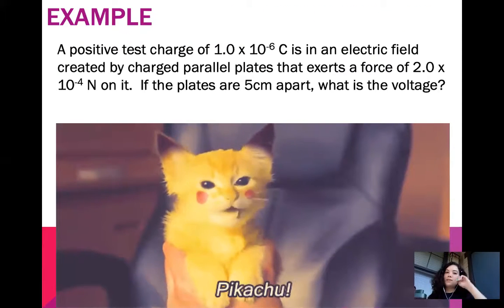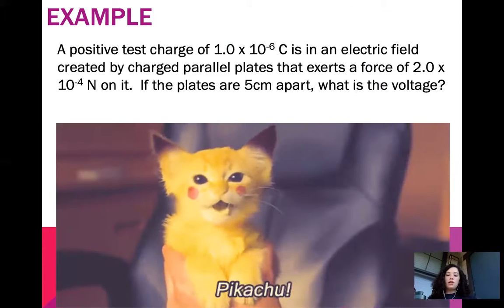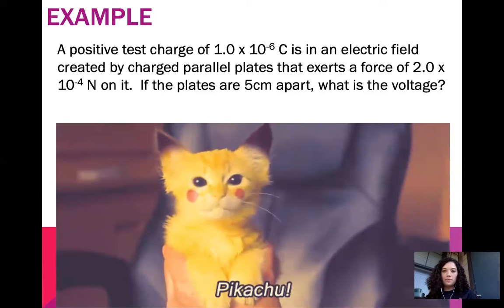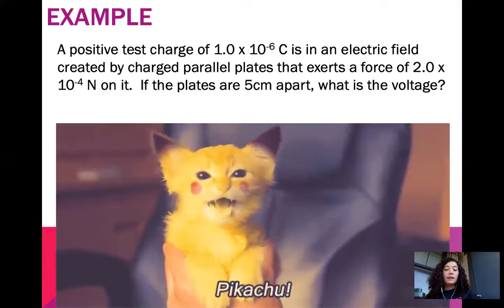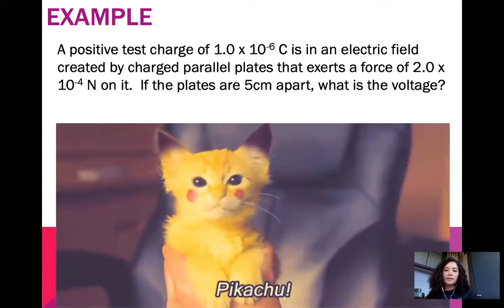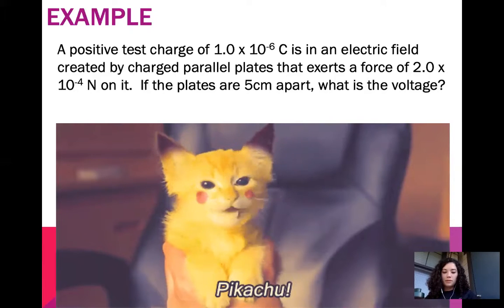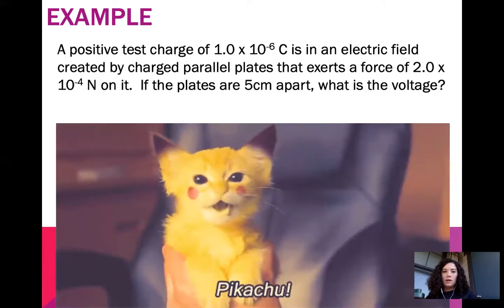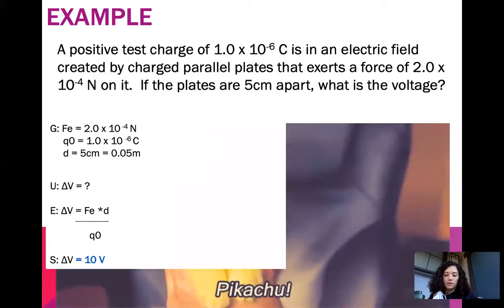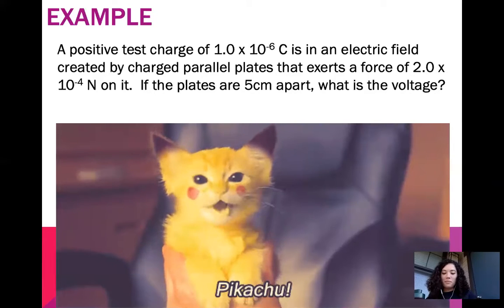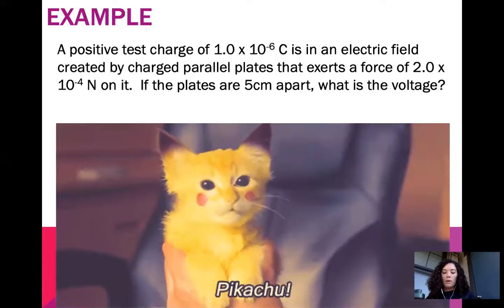We've got a positive test charge, Q. I'm going to write this down on my notes and I'll show you in a second. We've got Q equals 1.0 times 10 to the negative 6 coulombs. It's in an electric field created by charged parallel plates that exert a force, Fe, of 2.0 times 10 to the negative 4 newtons. And our plates are 5 centimeters apart. And we want the voltage.